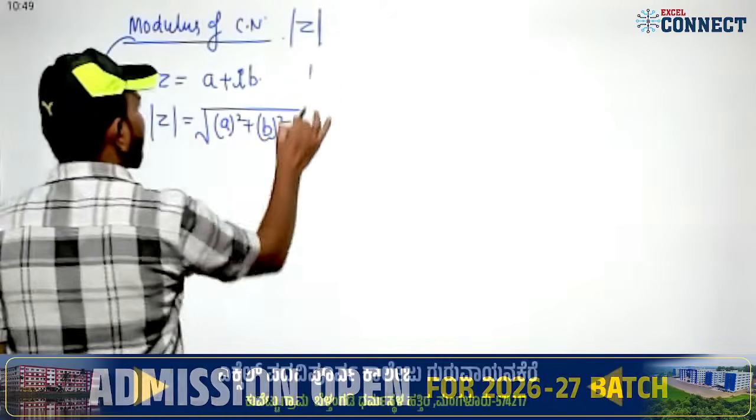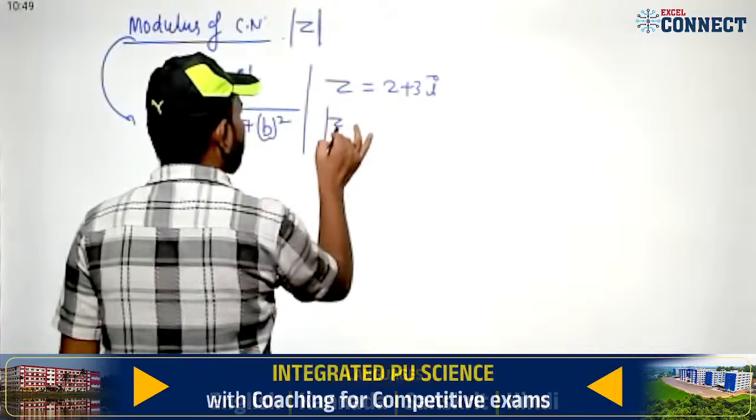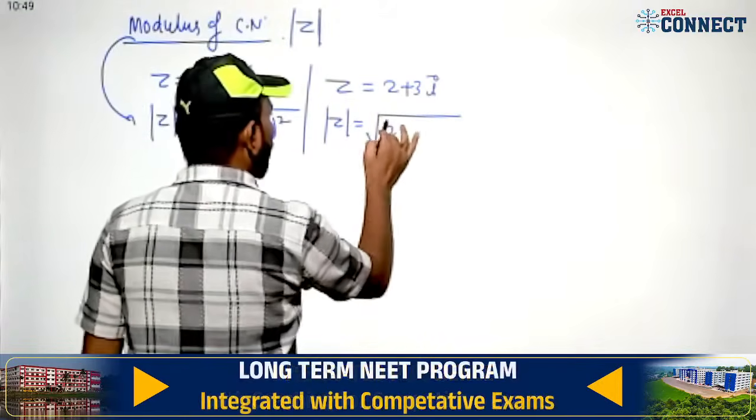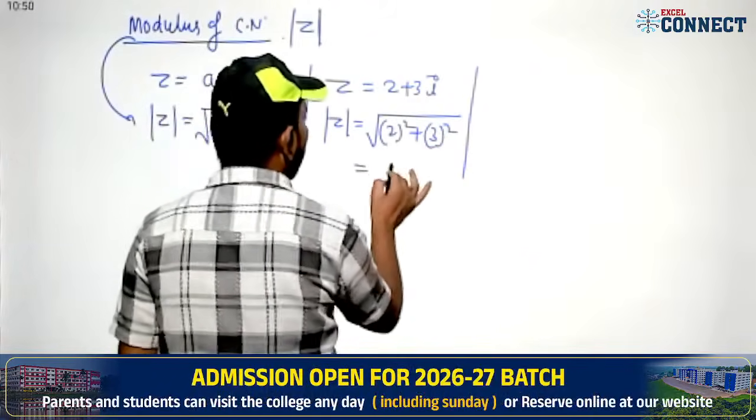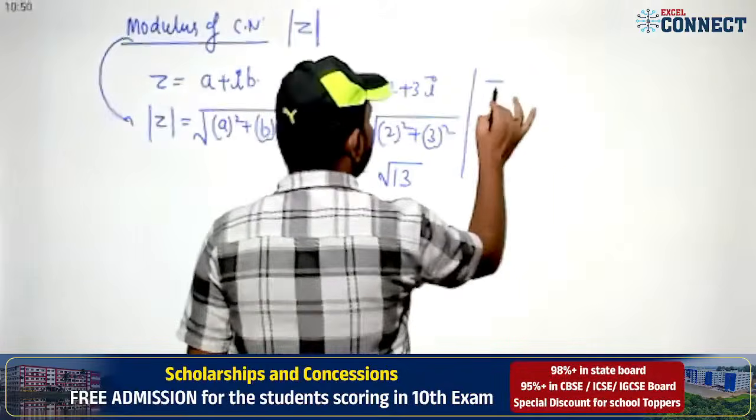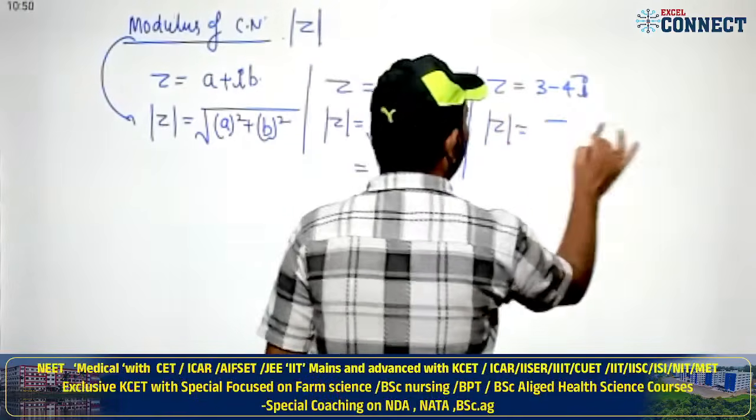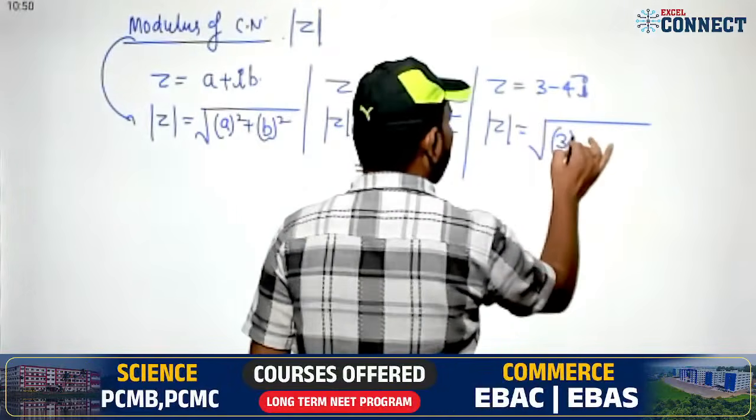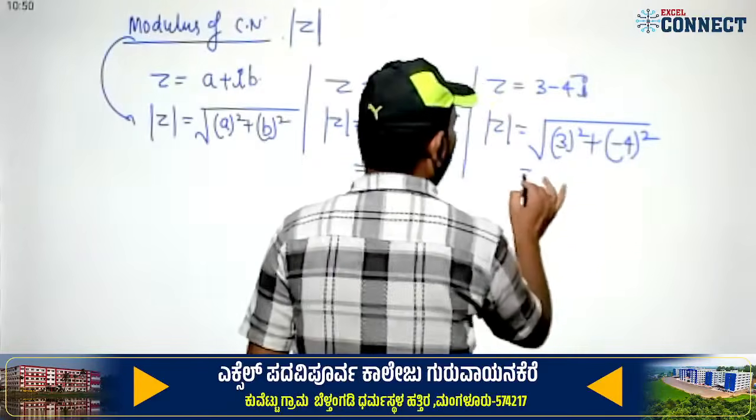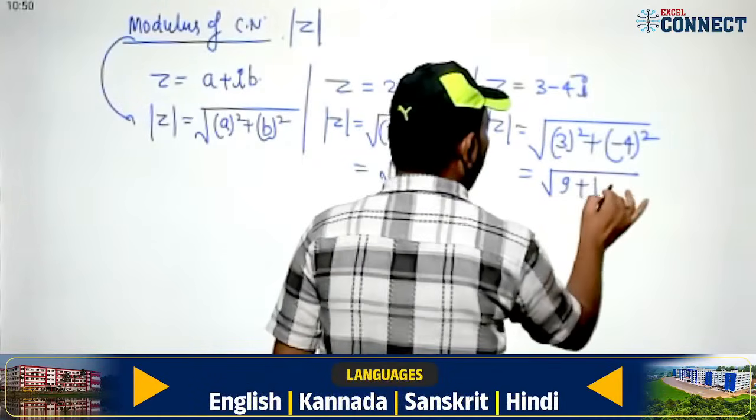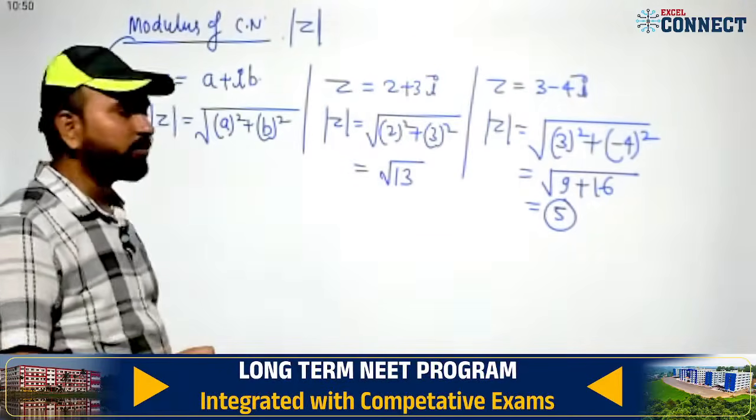This is Z modulus. Simple. If Z is equal to 2 plus 3 iota, then the modulus of Z is equal to under root of 2 square plus 3 square. 9 plus 4 is root 13. Okay. If Z is equal to 3 minus 4 iota, then mod Z is equal to under root of the real portion square, 3 square, plus the imaginary portion, minus 4, square. It is 9 plus 16, so 25. 25 means 5.